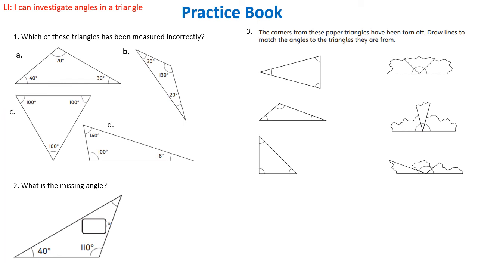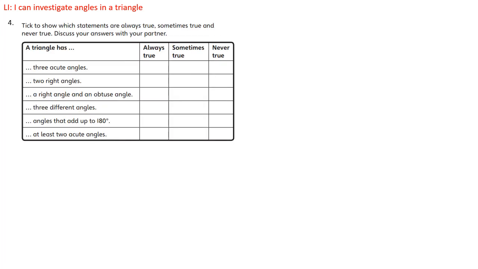Now, question 3, that's doing what you did at the beginning of the lesson, tearing the triangles up and then putting them on a straight line. You can do it in practice, draw some of the triangles out and have a go and see which one you think. You've got to match them to the straight line. Then the last question, which statements are always true, which are sometimes true, and which are never true? You might have to draw some out to see what you think.